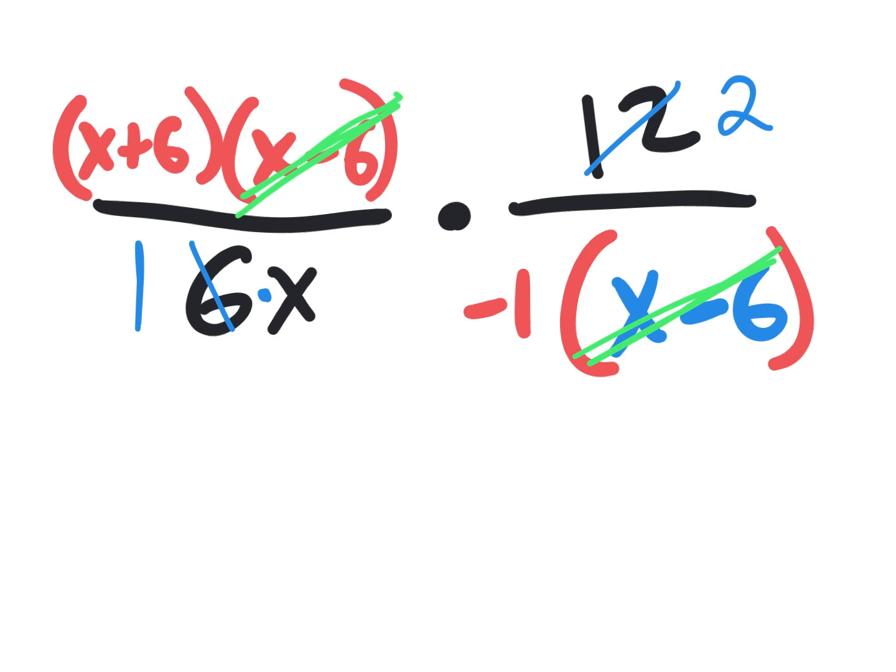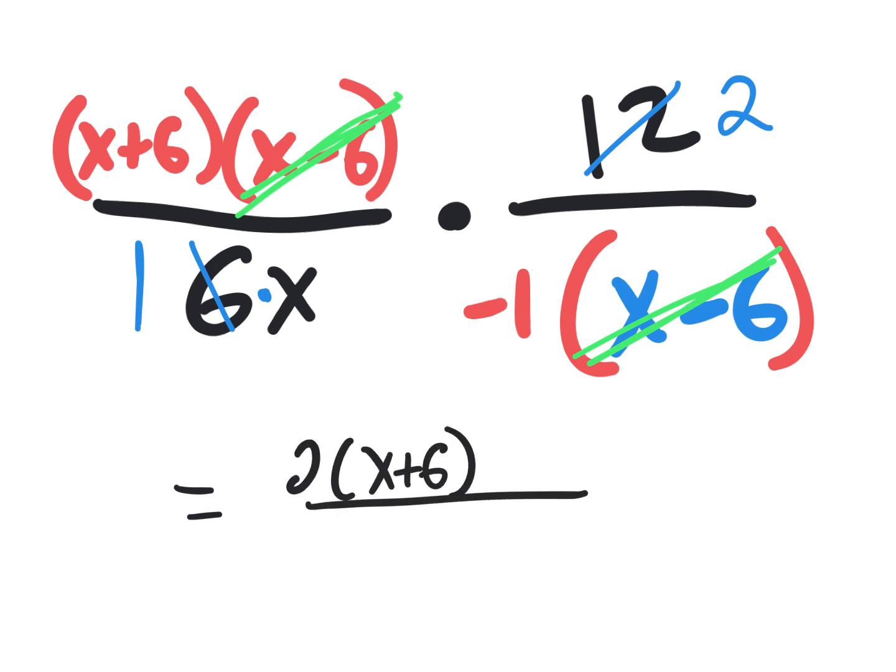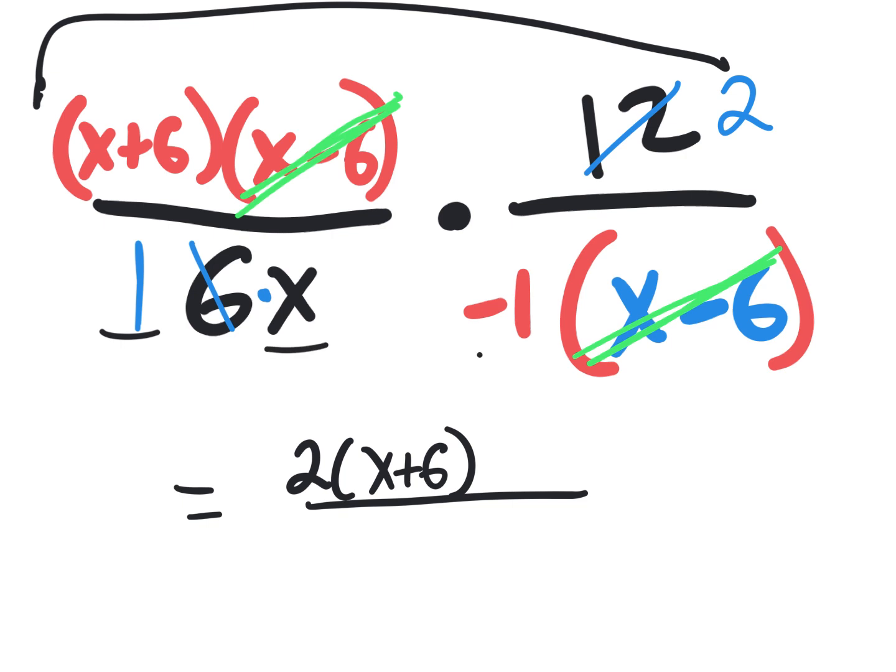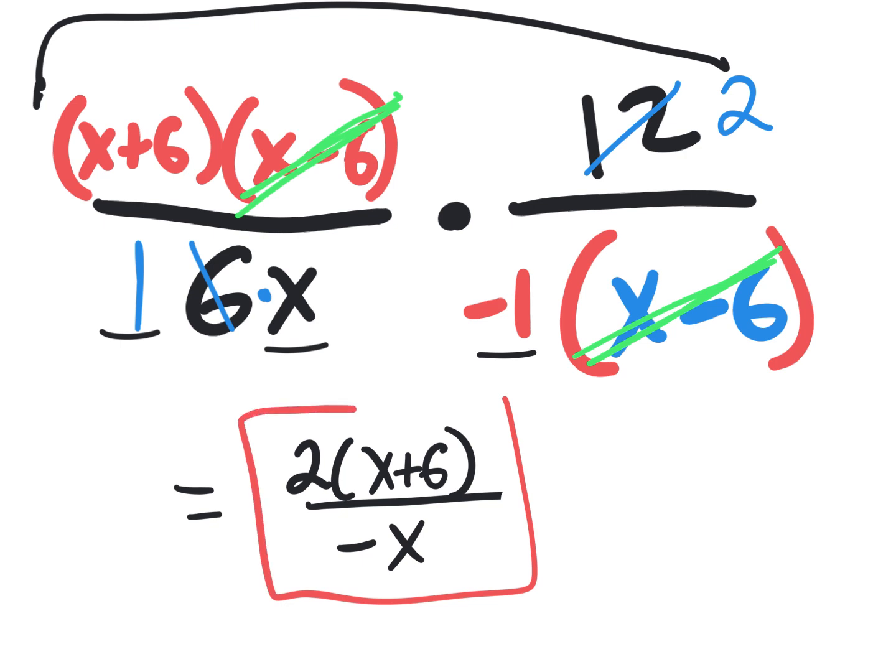So what is our answer? Our answer is right here, x plus 6 with a 2 out in front. I just put the 2 out in front, right? And on the bottom, we have 1 times x times negative 1. So you could put negative x on the bottom. And ladies and gentlemen, that is 100% correct. This is your answer right here.